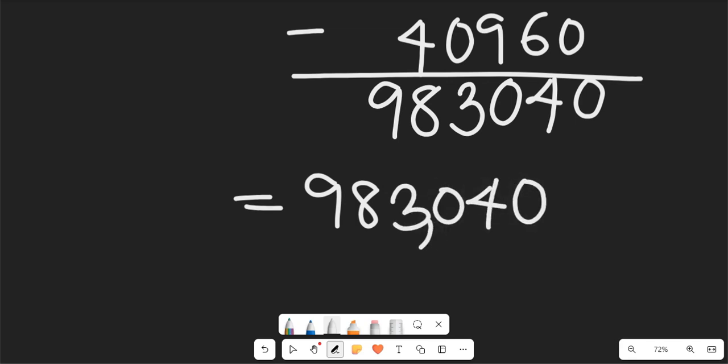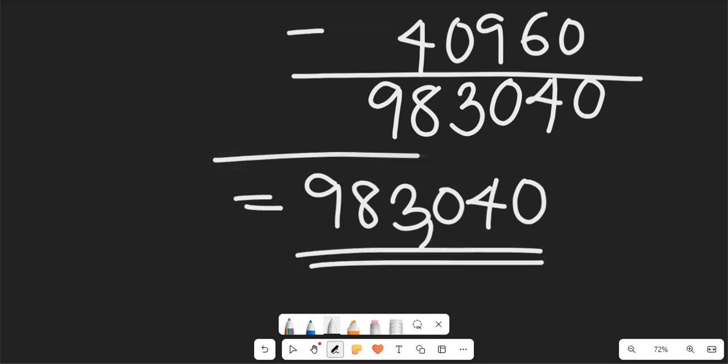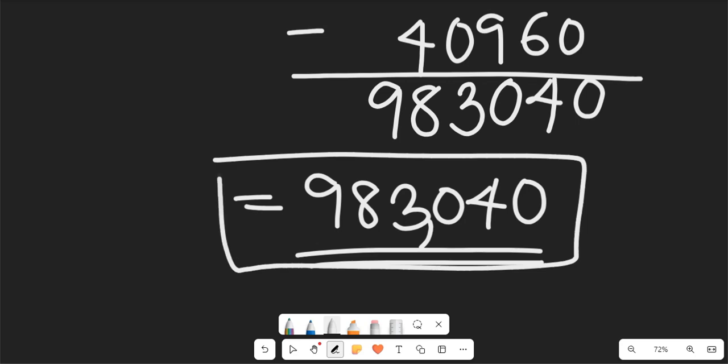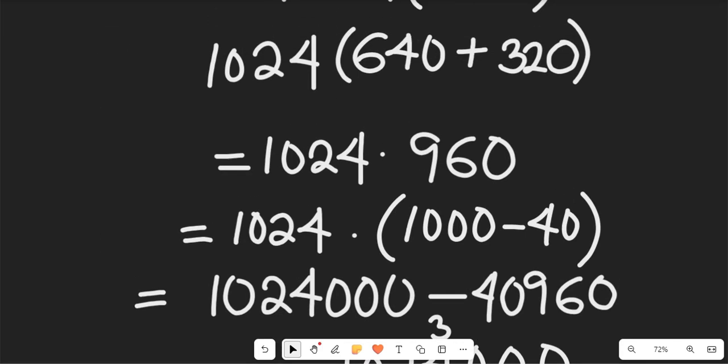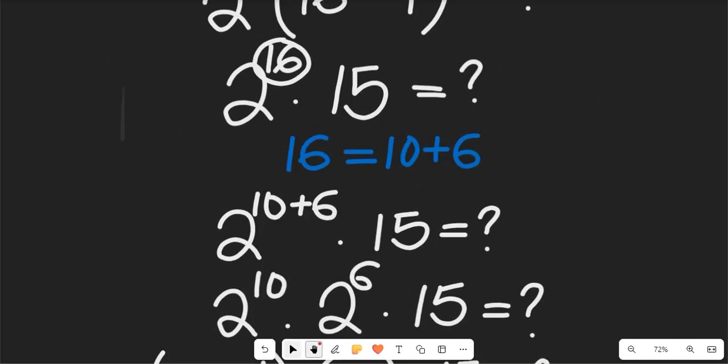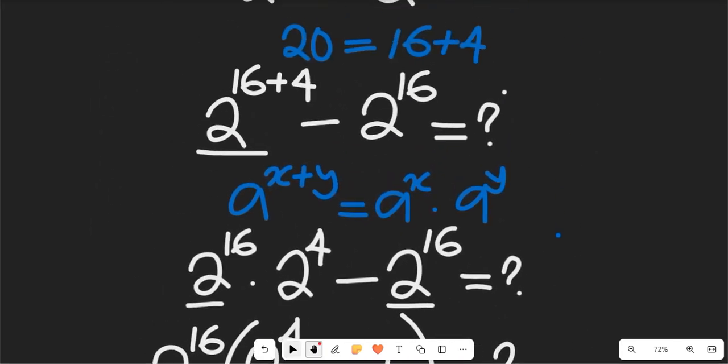That is 9,983,040. And that's the solution to that expression given to us up there without the use of calculator. So you see, without the use of calculator, we can find the solution to that expression given to us up there.